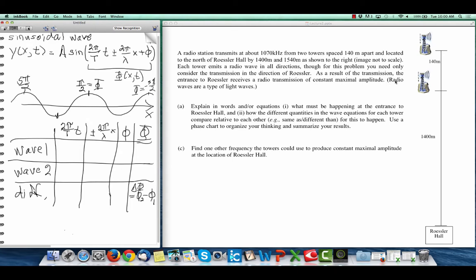As a result of this transmission, the entrance to Rosser Hall receives a transmission of constant maximum amplitude. So maximal amplitude. What does that mean? Constructive or destructive? Constructive interference. That sentence right there tells you to think about constructive interference between those 2 sources. You get a signal from each of them, and they interfere constructively. So what should delta phi be?